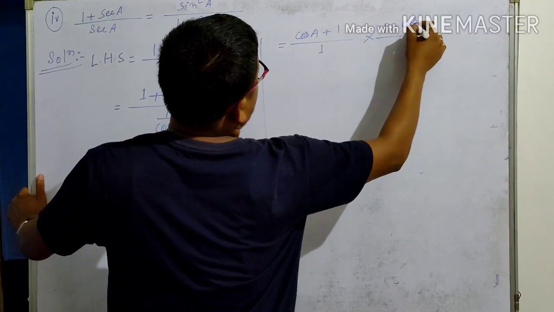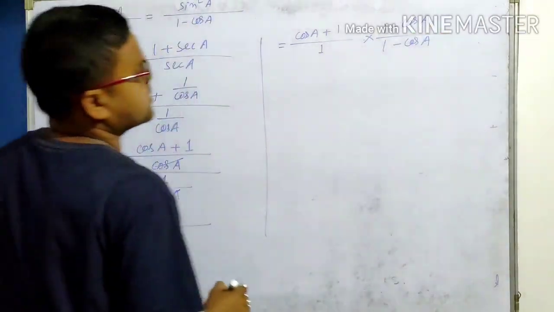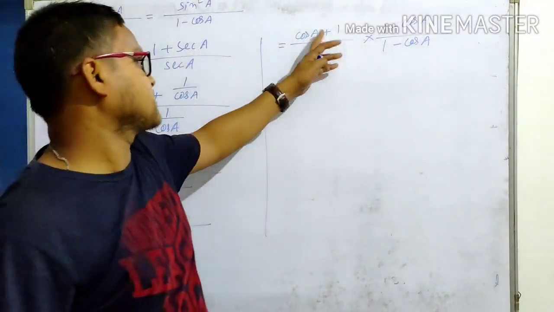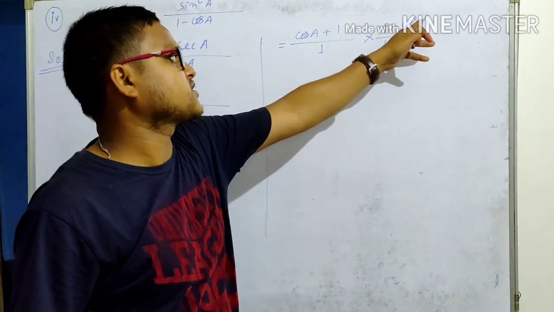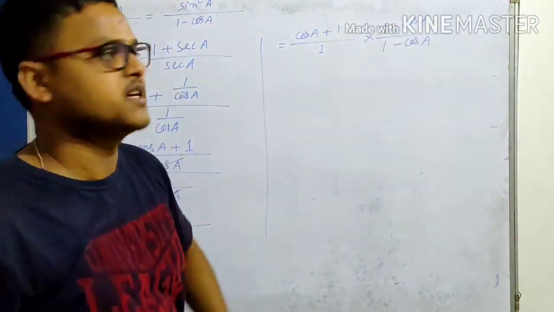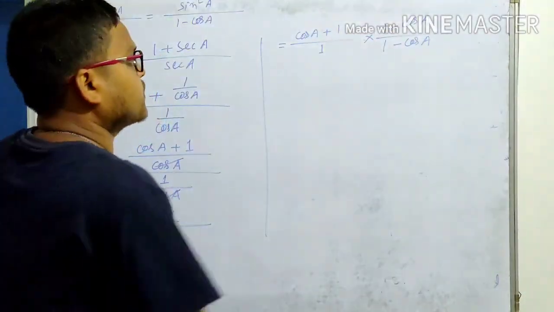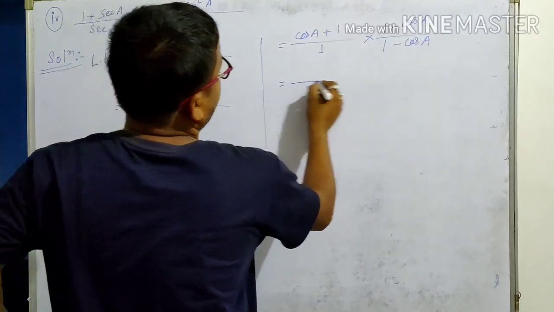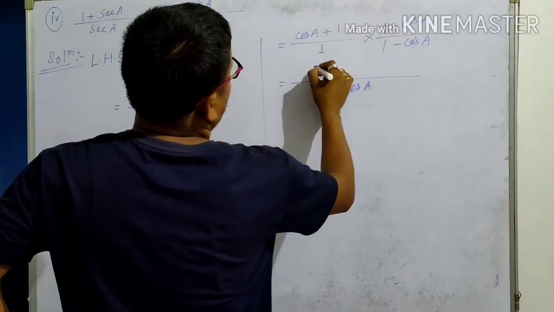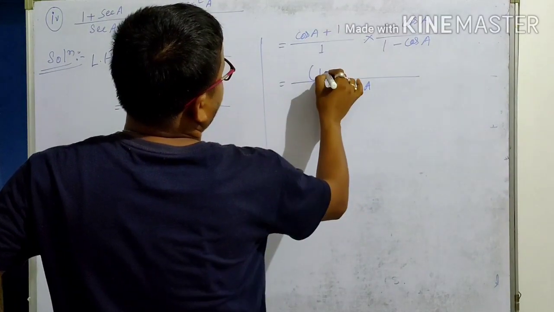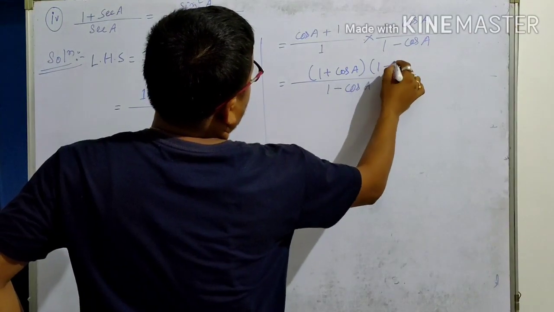1 minus cos a divided by 1 minus cos a. Okay. So you multiply this with this term, what? 1 minus cos a by 1 minus cos a. Means if you cancel this one, so you will get this. Okay. For your simple calculation. Now in the denominator part you will get 1 minus cos a, and in the numerator part you can write this as 1 plus cos a, and here you will write 1 minus cos a.